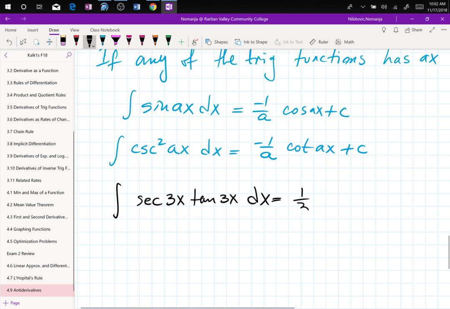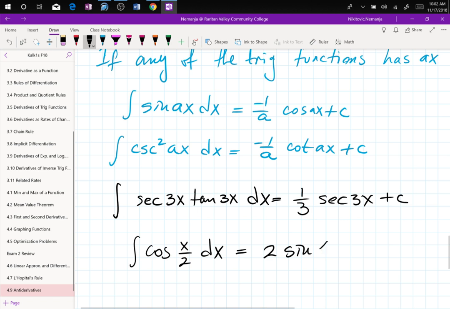So 1/3 secant 3x plus c. Whatever the value is here, it goes as 1 over on the outside, because the formula is 1 over a. Which would mean that the integral of, let's say, cosine of x over 2 dx would be 2 sine x over 2 plus c. So it always switches the side of the division line.